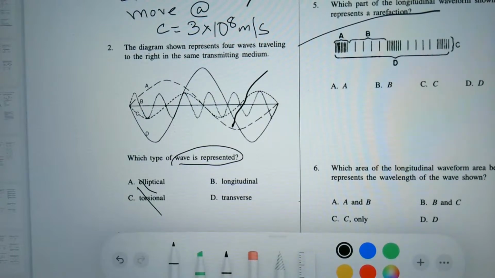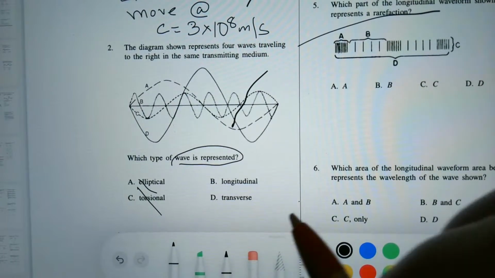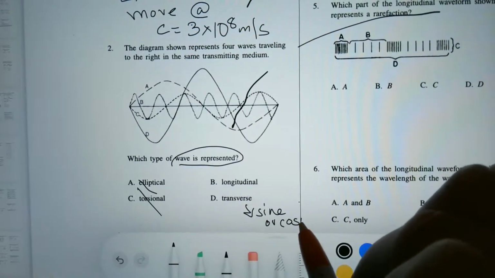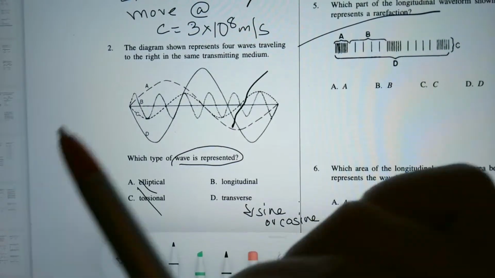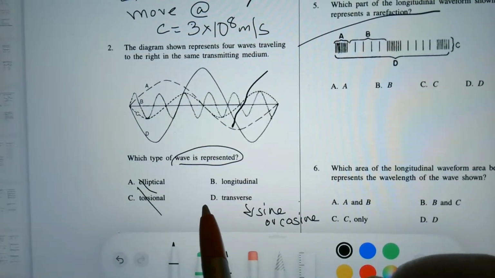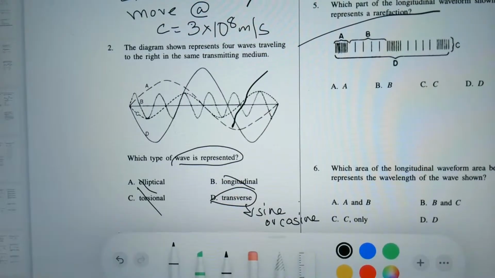Longitudinal, we kind of think of those compressions and elongations. Transverse is very similar to what a sine or cosine curve looks like on a graph. So these up and down peaks and valleys, or crests and troughs, those are characteristic of transverse waves.